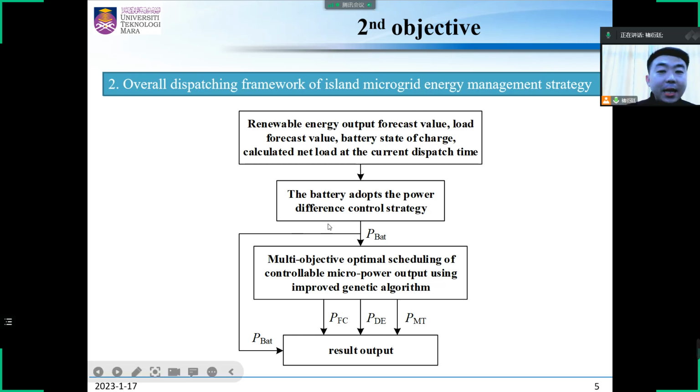And then the battery adopts the power difference control strategy, so we can get the P battery. Also, it is the battery when it charges and when it discharges. And then multi-objective optimal scheduling of controllable micro power output using improved GA, and we can get the PFC, PD, and PMT. We can get a whole result output.